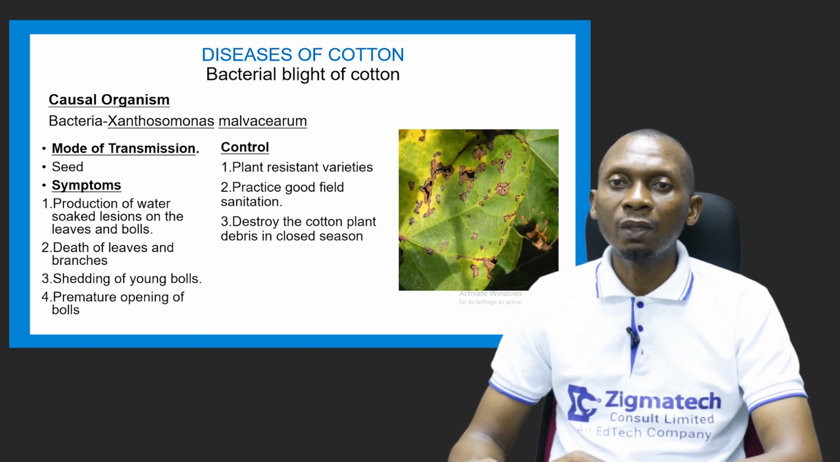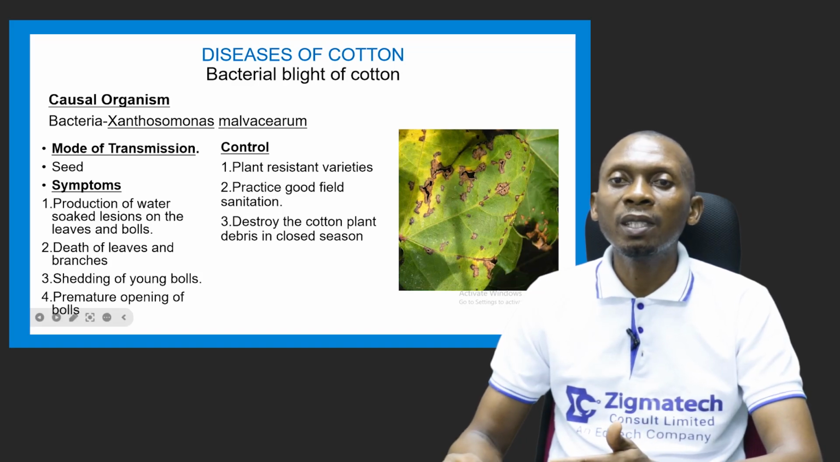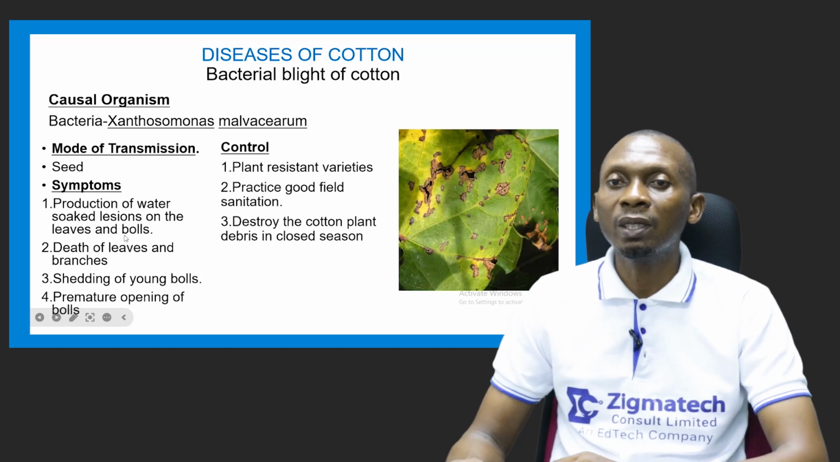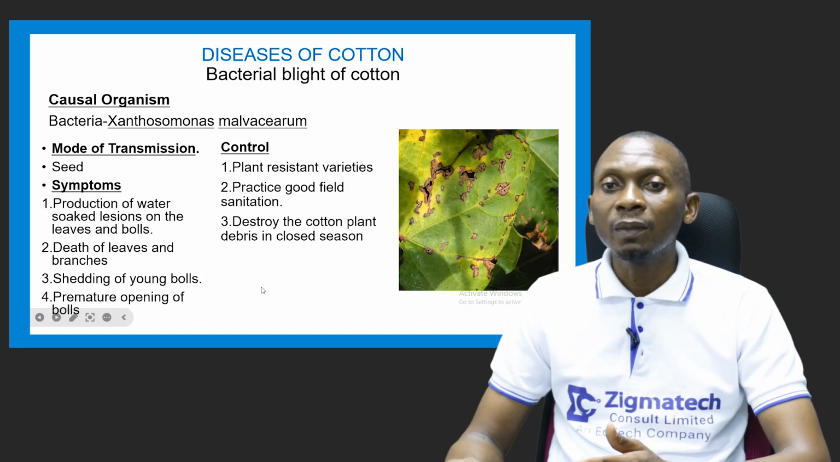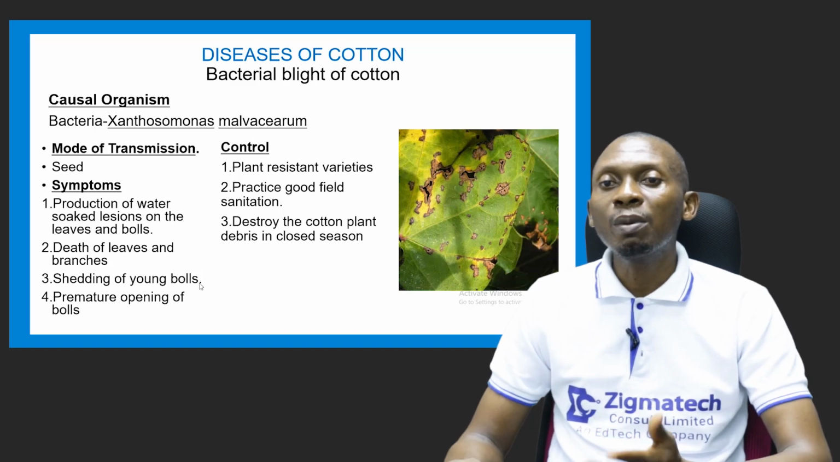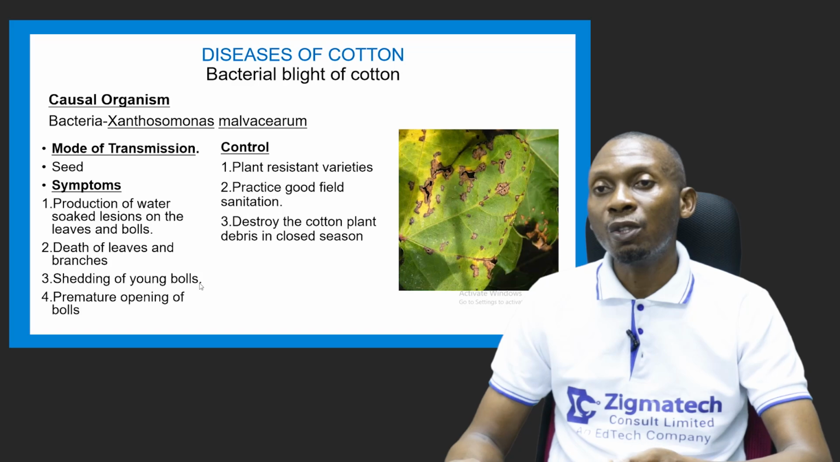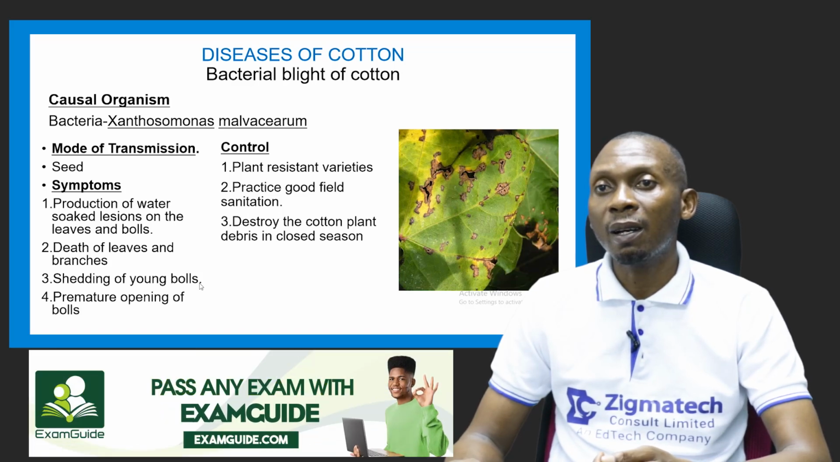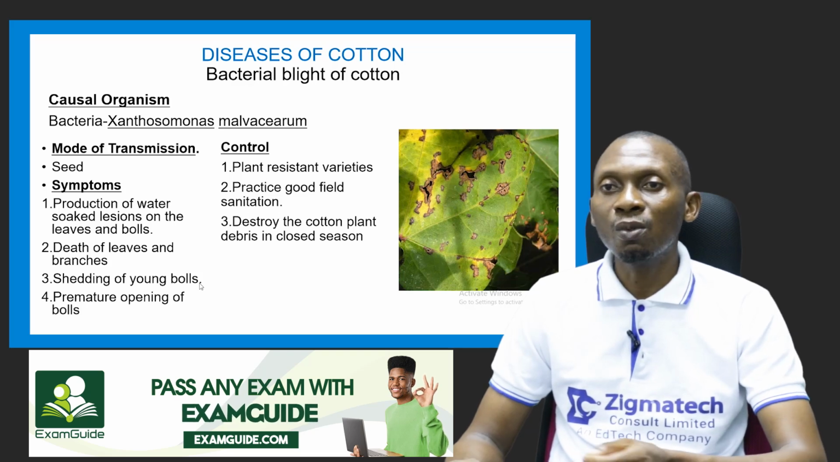Now, Xanthomonas is transmitted through seeds, so you need to make sure you plant healthy seeds. And the symptoms here are production of water-soaked lesions on the leaves and the bolls of the cotton. There's also death of the leaves and branches, shedding of young bolls. Bolls are the part of the cotton plant from where the lint is gotten. Lint is that whitish part of the cotton which is processed to give us the cotton that we know in our medical field, where we have cotton for cleaning our wounds and so on.